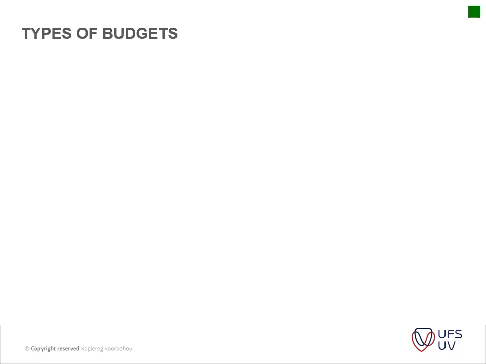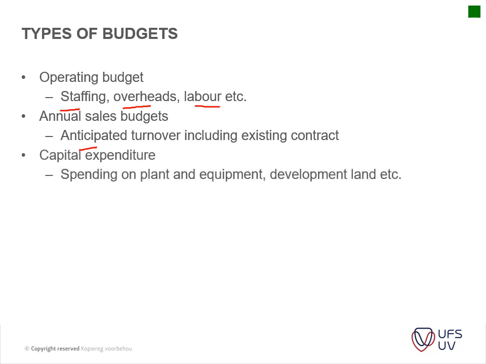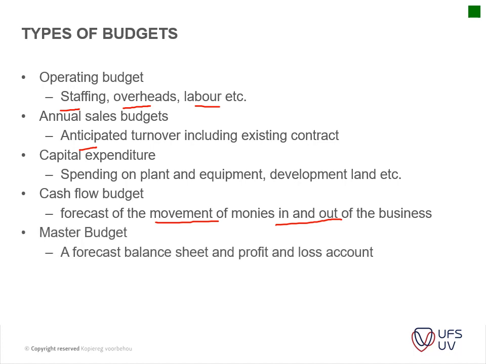And then your types of budgets. Operating budgets are just your staffing, overheads, labor. We've dealt with that extensively. The annual sales budget is your anticipated turnover, including existing contracts and so forth. Your capital expenditure is spending on plant, equipment, development of land, etc. Then your cash flow budget is your forecast for the movement of monies in and out of the business. Your master budget is the forecast balance sheet and profit and loss account.